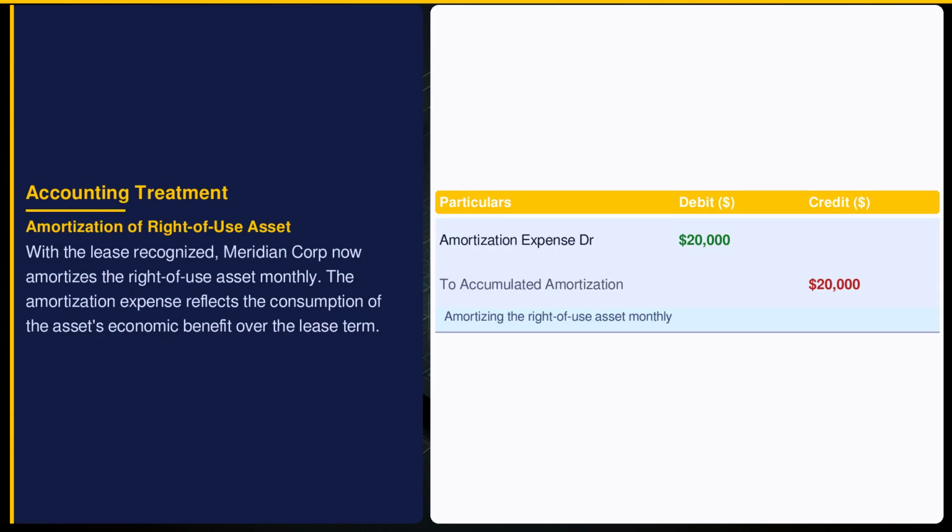Amortization under ASC 350 reflects the systematic reduction in value of the right-of-use asset. Meridian Corporation records a $20,000 monthly expense, aligning the cost with the revenue the warehouse helps generate. This method ensures financial statements fairly present asset utility over time.